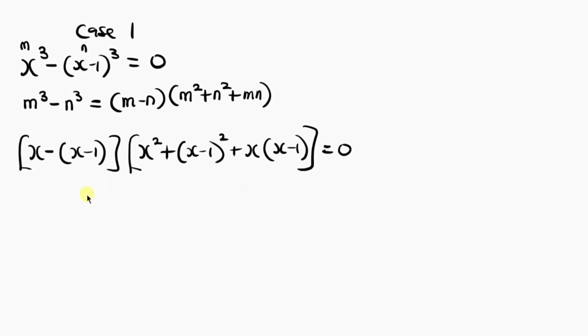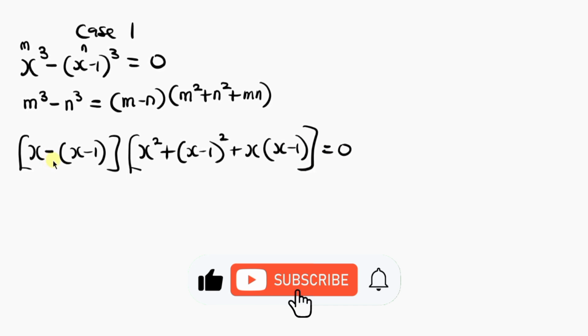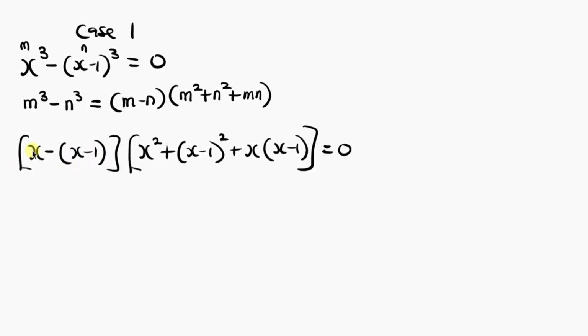Now let's simplify this. So what I'm going to do here is to use this minus to open up the bracket. So I have x. When this minus opens up the bracket, I'm going to be having minus x. So minus times minus gives you what? Plus 1. So this is what I have in this bracket. So now on this other bracket, let us simplify.